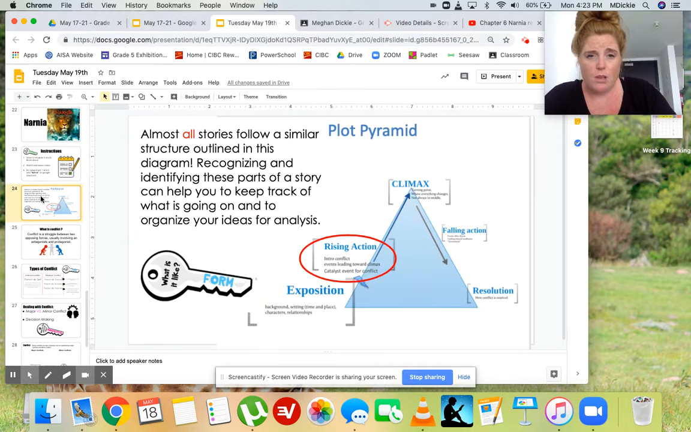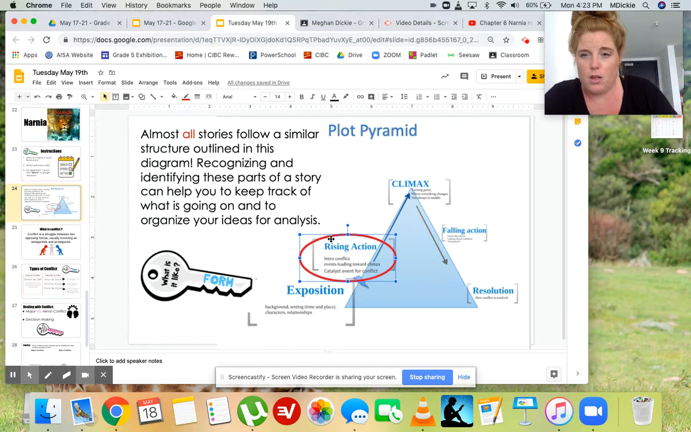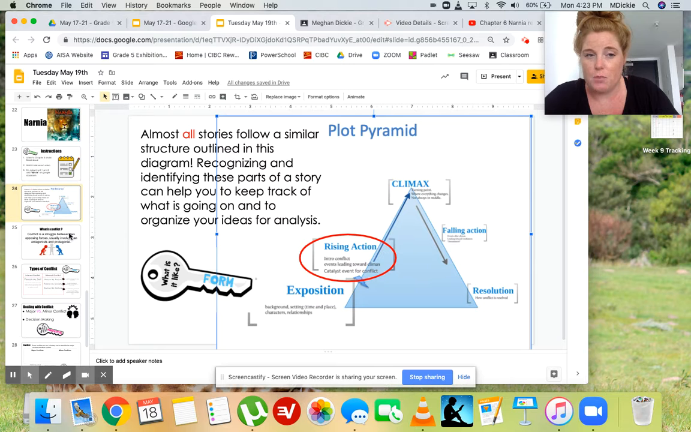So I want to go back to our plot pyramid that we've looked at last week. As we go on, we'll still get introduced to some relationships and characters. But we are starting to now look at the rising action. Okay, so we are going to start climbing and climbing up to this climax. We're going to find out more about an introduction to the conflict and the events that are leading towards that conflict. So just keep that in mind as we're reading these future chapters.